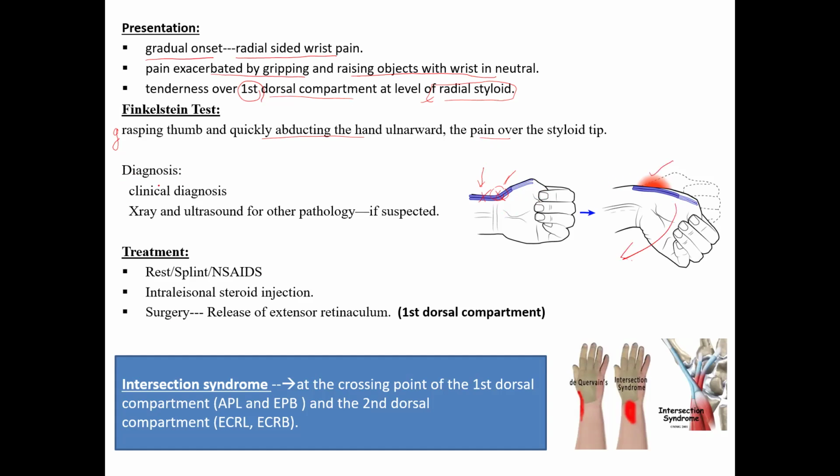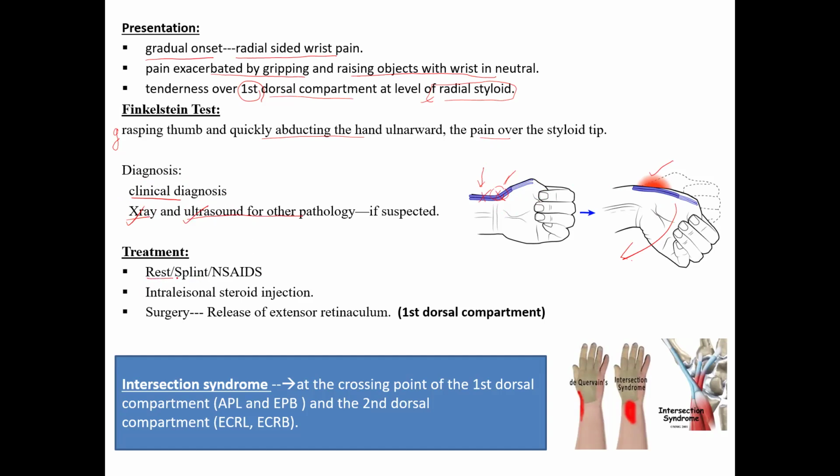So how will you diagnose this one? Clinical diagnosis by clinical examination. If you are suspecting something like a radial styloid fracture, or the patient has a history of trauma, you can do an X-ray, and you can even do an ultrasound if you are suspecting any soft tissue pathology in the region. How will you treat it?